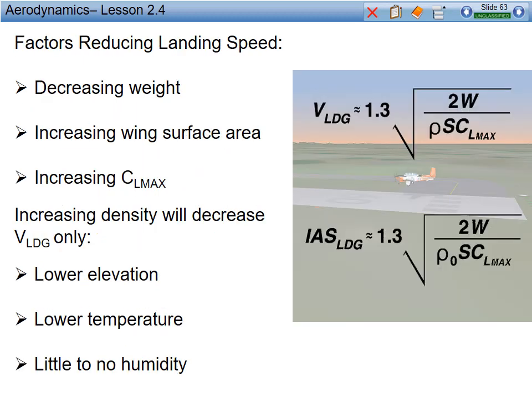Factors reducing landing speed: decreasing weight, increasing wing surface area, and increasing CL max. Just like they did with takeoff velocity and indicated airspeed, these will decrease your landing velocity and indicated airspeed. Increasing density will decrease landing velocity only. Lower elevation, lower temperature, and little to no humidity will all decrease your landing velocity while not affecting your indicated airspeed.